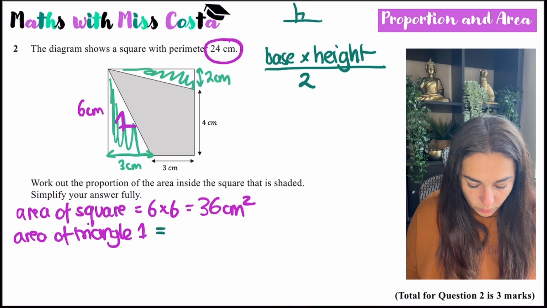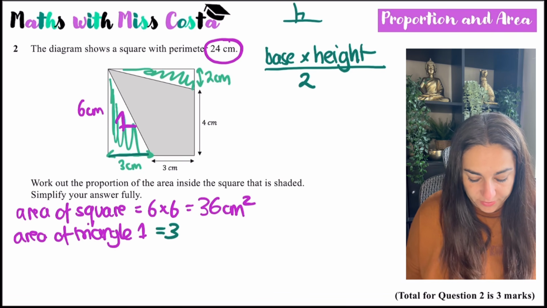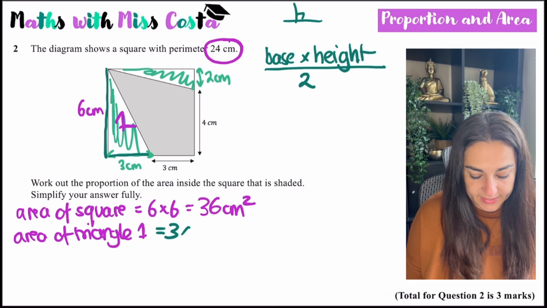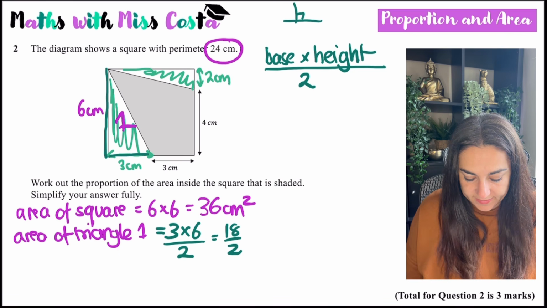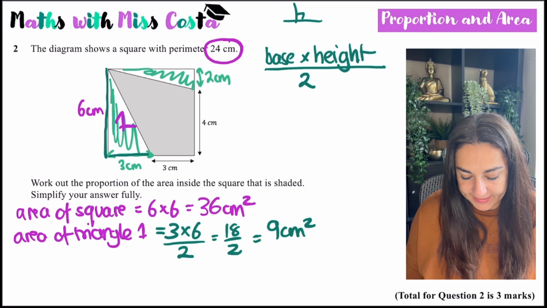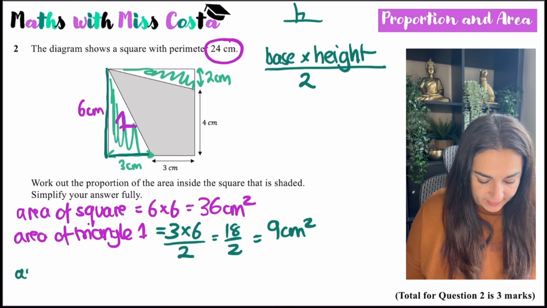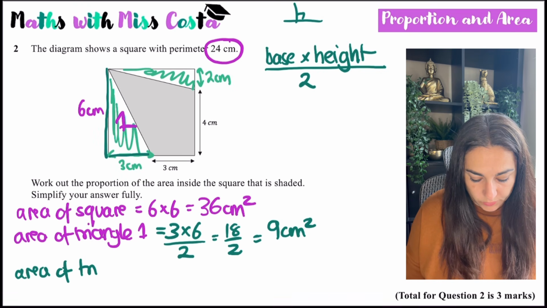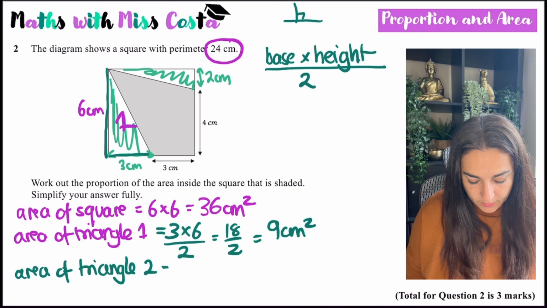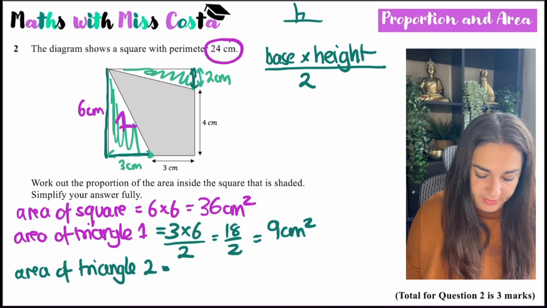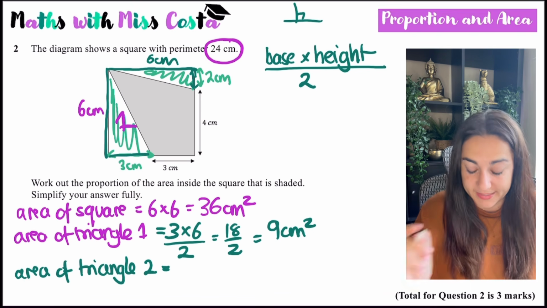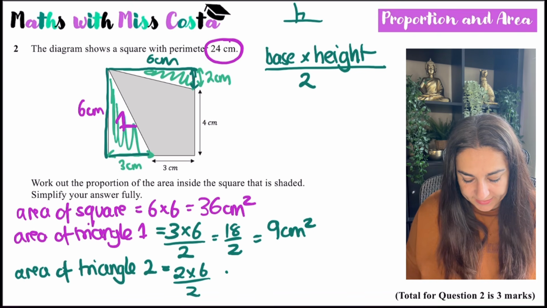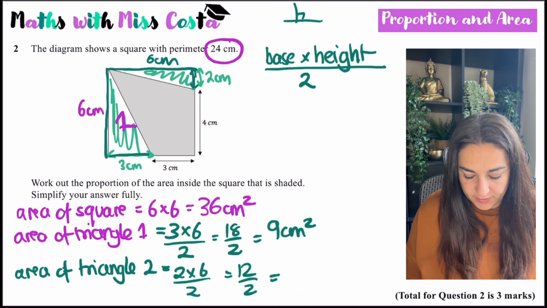So area of triangle 1 is going to be base is 3, height is 6, and then we're going to divide it by 2. So that would be 18 divided by 2, which would be 9 centimeters squared. And then the area of triangle 2 is 2 centimeters by 6 centimeters, because we know that the length of the side is 6. So 2 times 6 divided by 2 is 12 divided by 2, which is 6 centimeters squared.